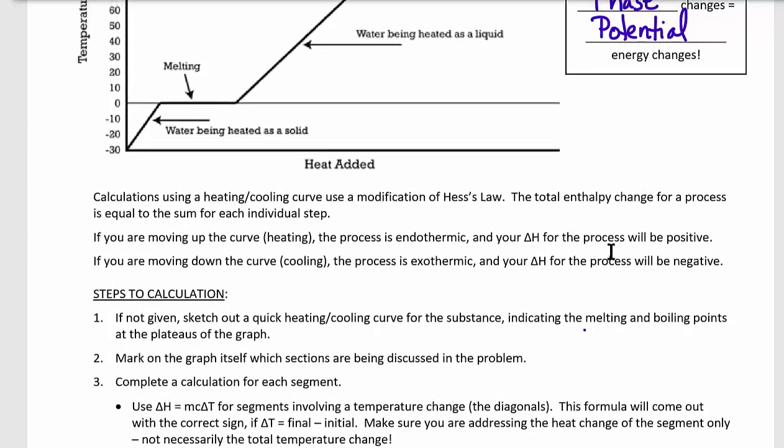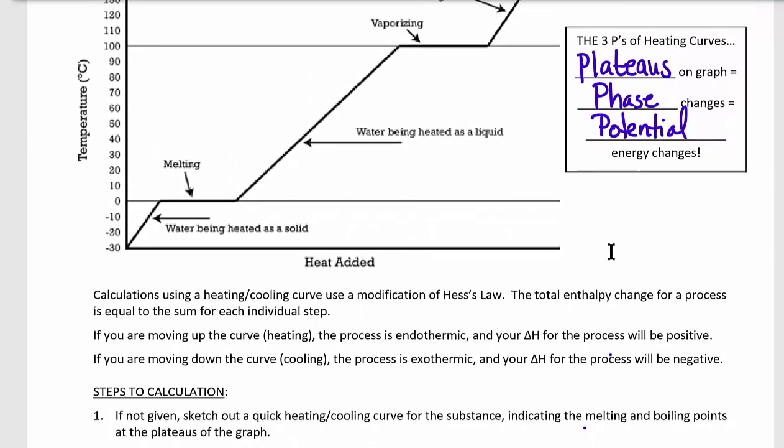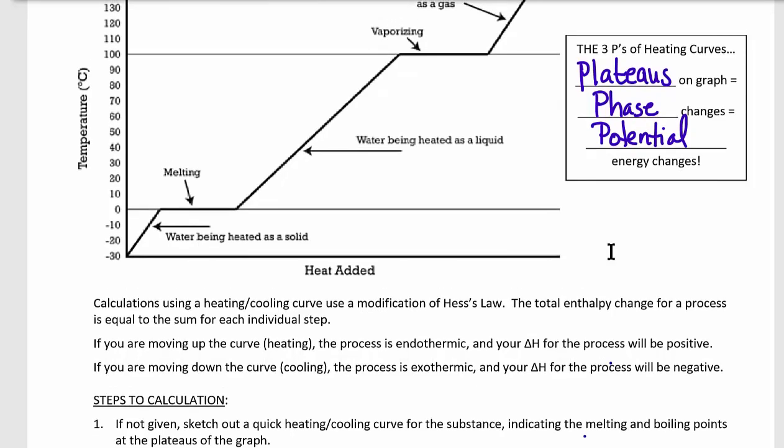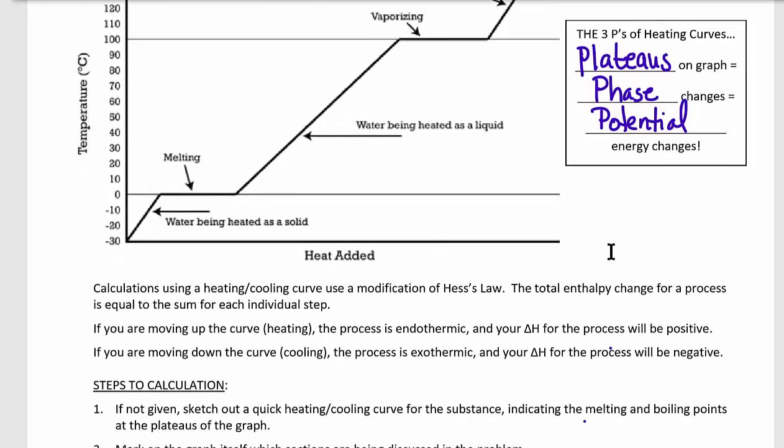So if we're moving across the curve from left to right, in other words, we're heating them, the process is endothermic, we're adding heat, and your delta H for the process going in this direction will always be positive. If you're moving down the curve, or from right to left, the process is exothermic because we are cooling, so it has to release heat. The delta H for the process will be negative. So there are several steps to this calculation.